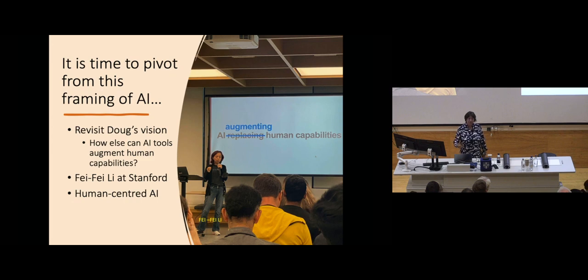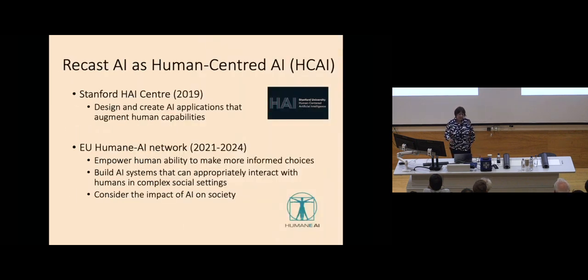And she's part of the movement of people within AI and human-computer interaction, thinking about how we can bring these two disciplines together to develop what's now known as human-centered AI, recasting AI within this wider framing. And at the Stanford HAI Center, which was set up in 2019, Fei-Fei Li was one of those, along with James Landay and others. They very much have this vision of designing and creating AI applications that can augment human capabilities.